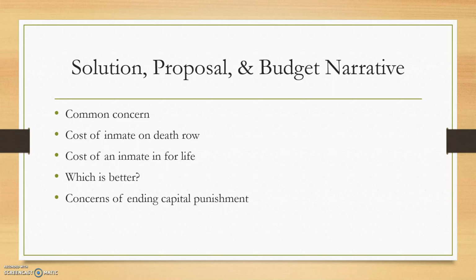Now, for my solution, proposal, and budget narrative, part of my assignment, the common concern was always the argument as to whether or not it was more cost-effective to execute death row inmates or keep them alive and in prison for life. This is all thought of by the people because prison costs are typically paid for by the taxpayers' money, and therefore they have the right to know if the government, whether federal or local, is wisely and effectively using the money they're collecting.